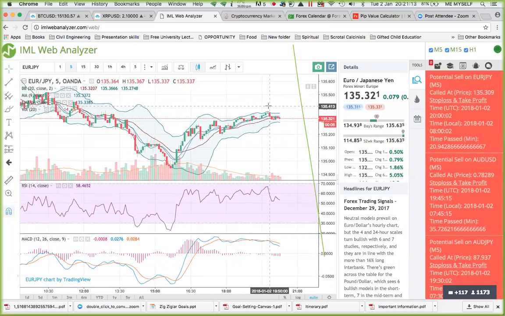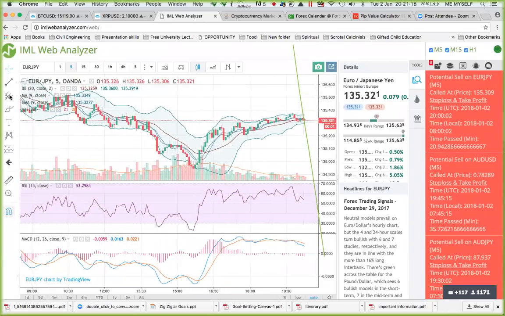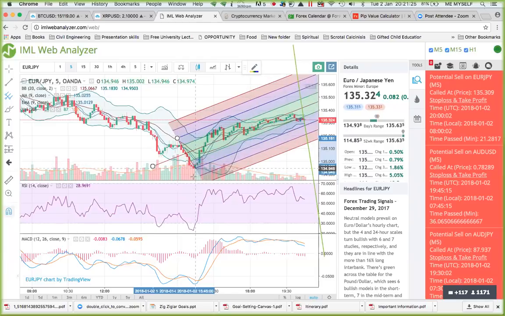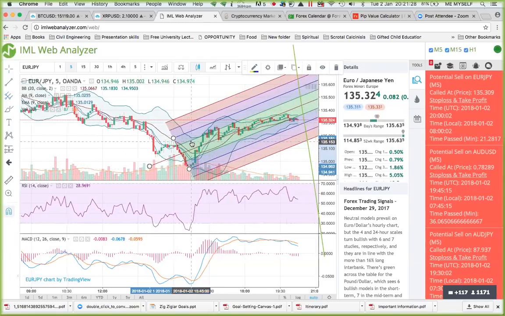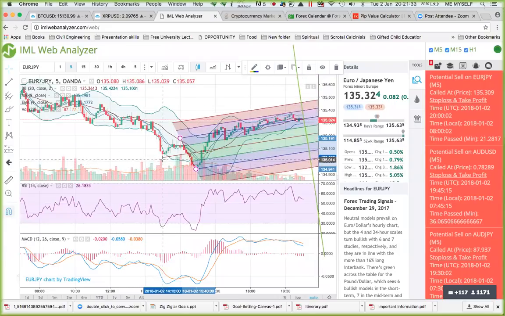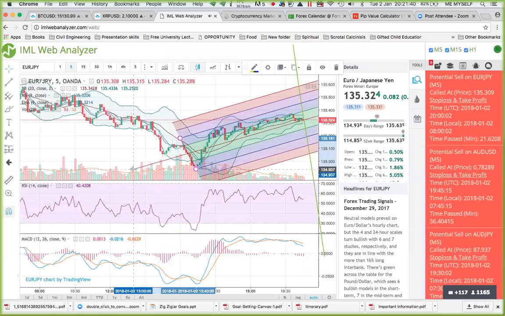With this Euro JPY, again, you could start setting your pitchfork based on a very small swing high and swing low just right here. Let's try it. Well, that probably wouldn't work. So we'll have to try and do a best fit. Okay. Right. So we have a hit at the top.